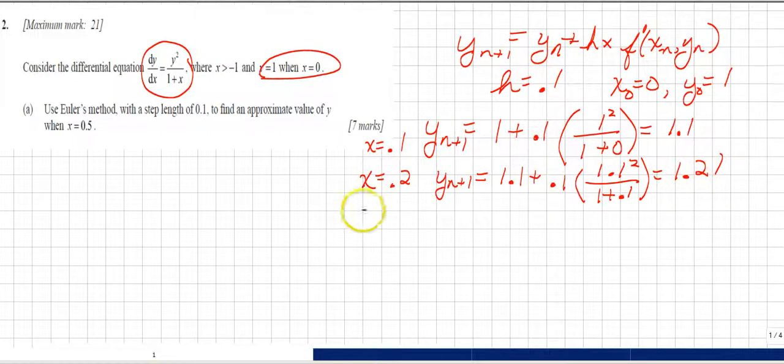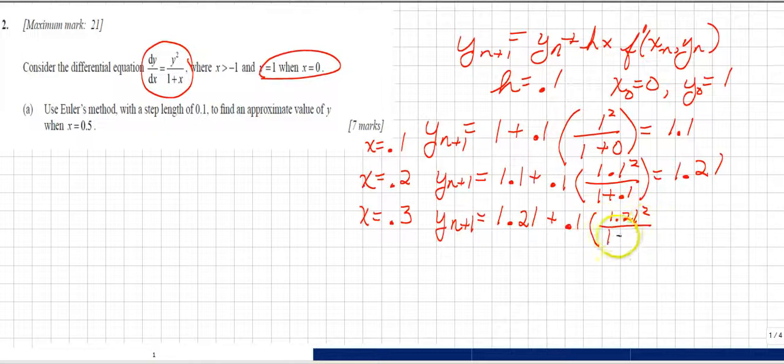Actually, 3 more steps to go here. The next step will put us when x is 0.3. So the next y is equal to the previous y, 1.21, you just look up the previous step, plus h, which is 0.1, times the derivative using the previous x and the previous y. The numerator is y squared, so that's going to be 1.21 squared over 1 plus the previous x, which was 0.2. We just evaluate that, and my calculator is saying 1.332.